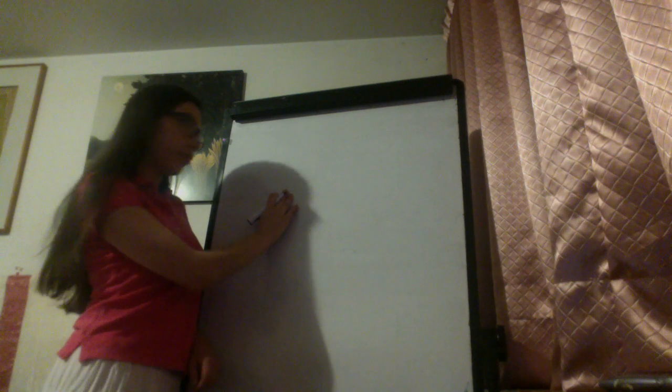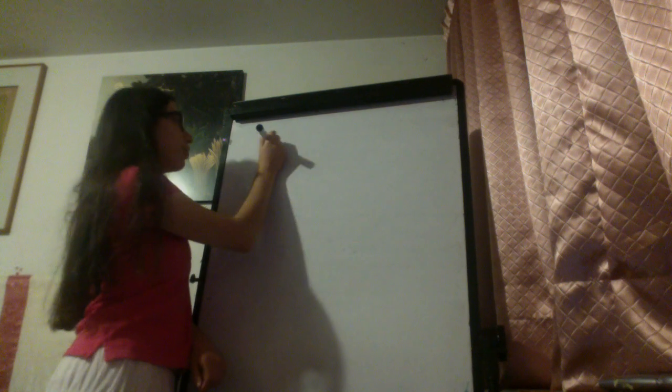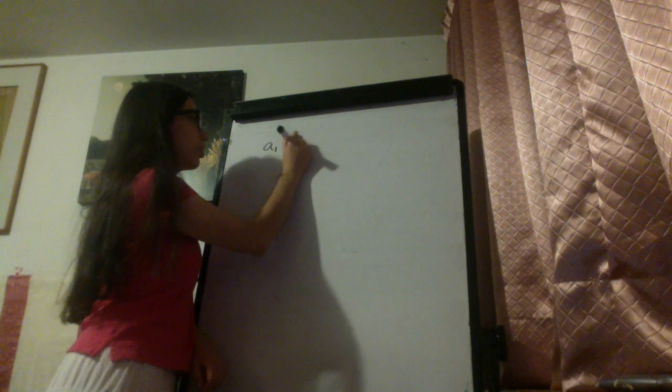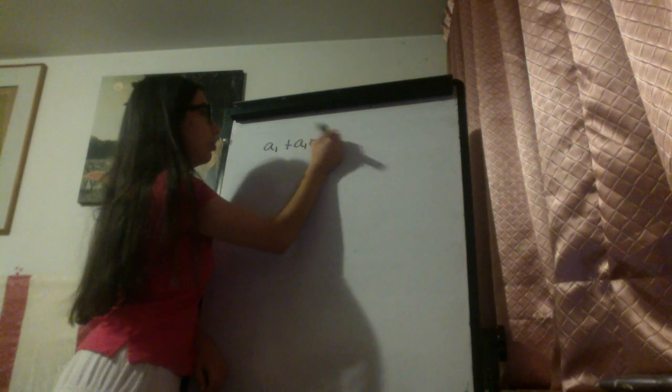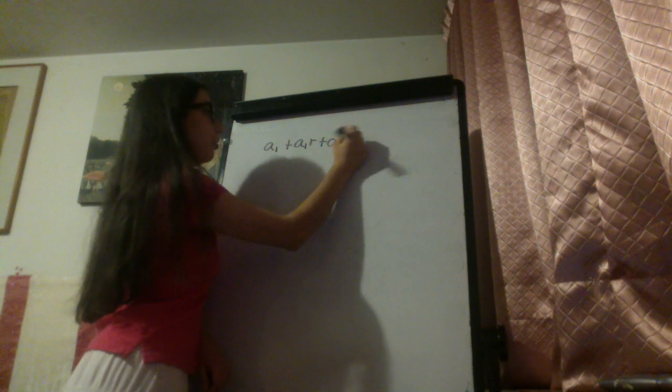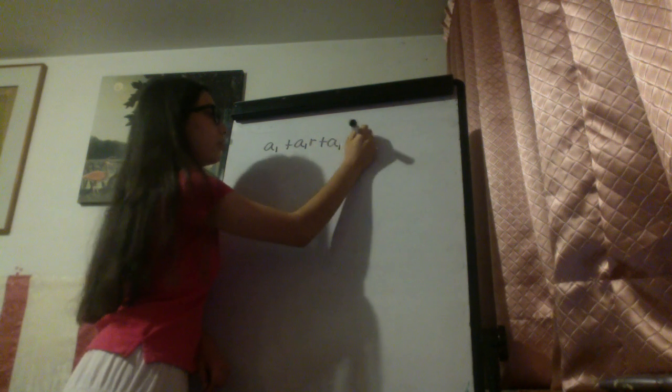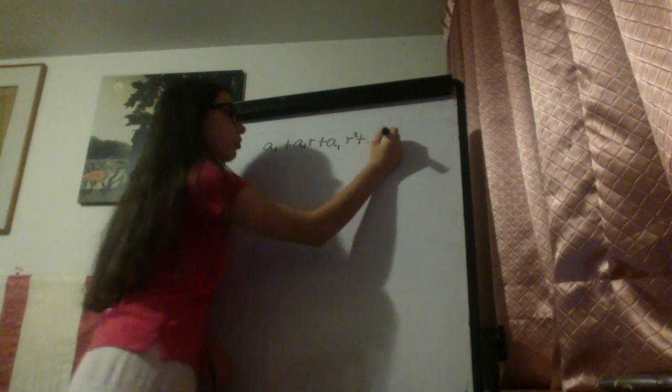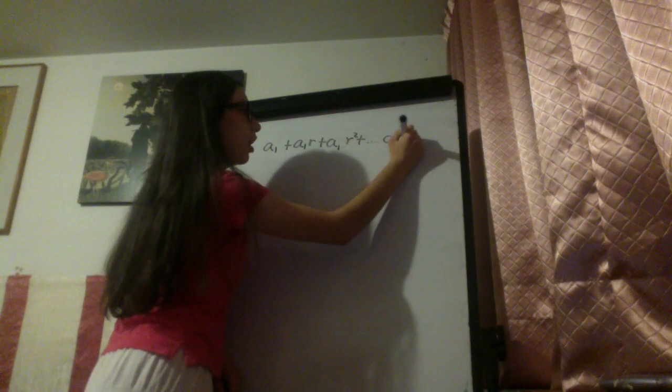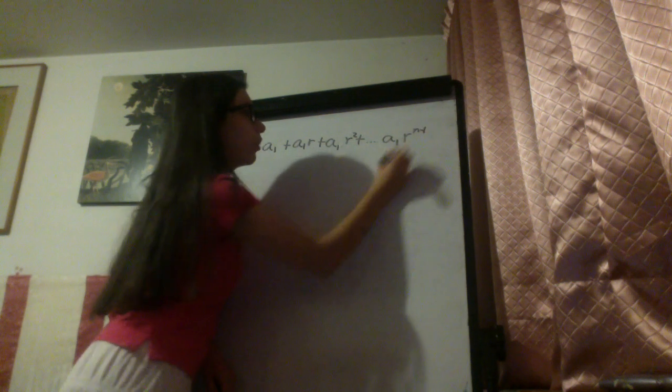In the previous video, we saw the notation for a geometric series. Now we're going to see the summation and the convergence of the geometric series. So we have a sub 1 plus a sub 1 r plus a sub 1 r squared all the way to a sub 1 r to the n minus 1.